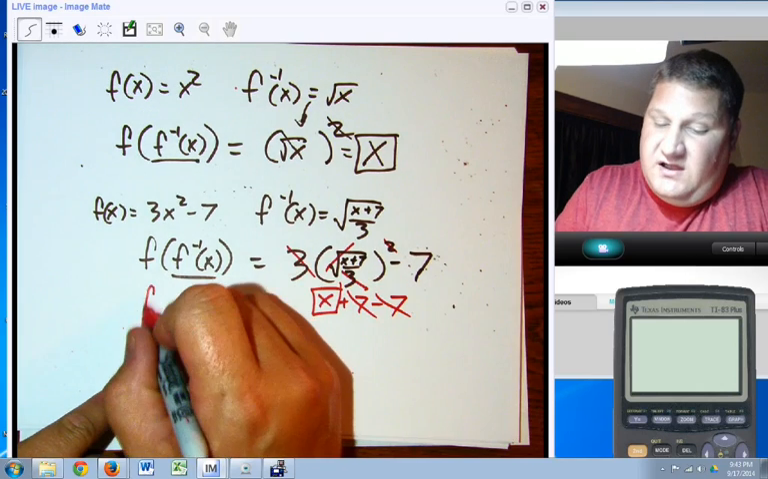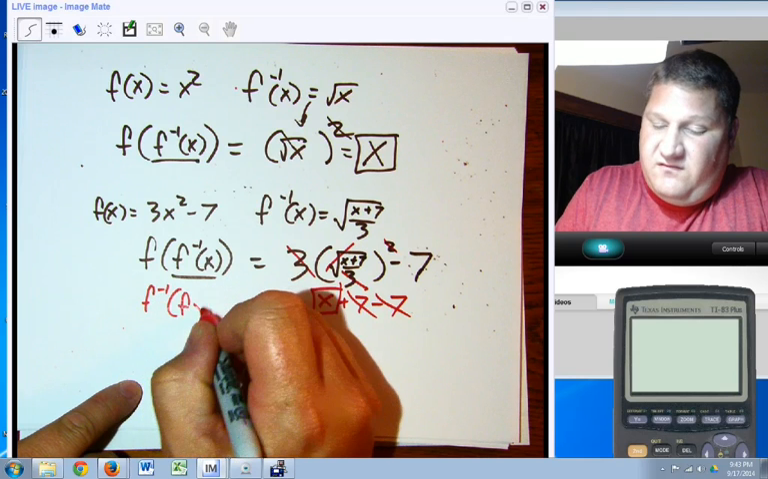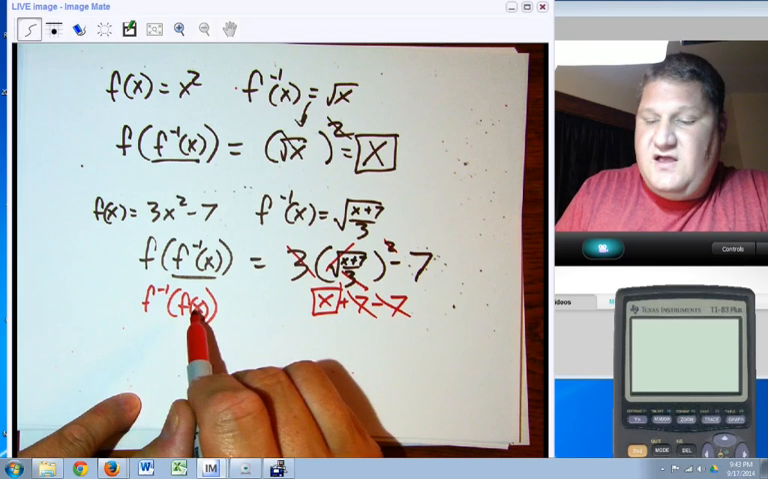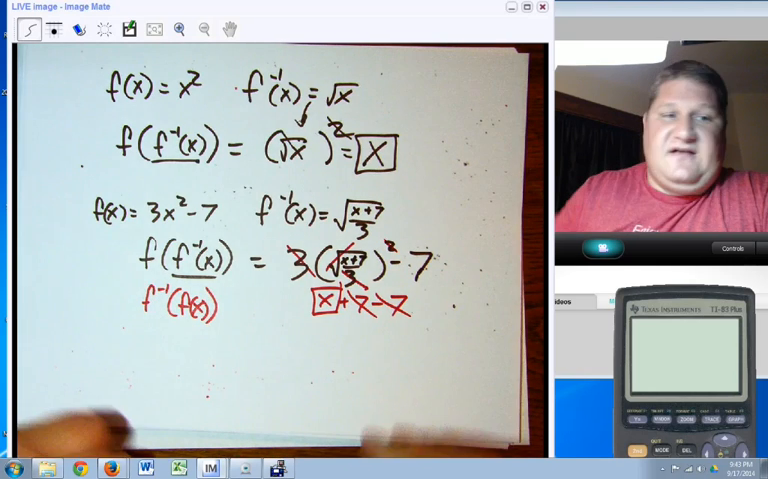By the way, I could do f inverse of f of x. It doesn't matter whether it's f of the inverse or the inverse of the f. Either way should equal x in the end.